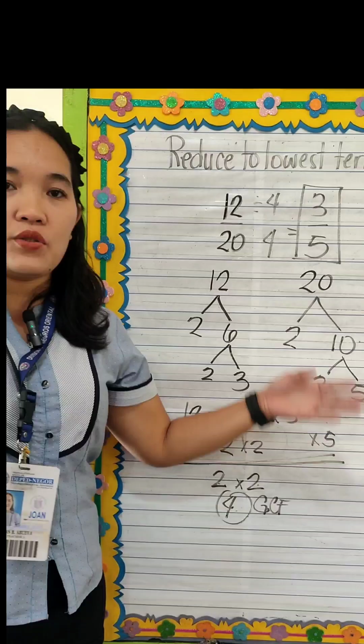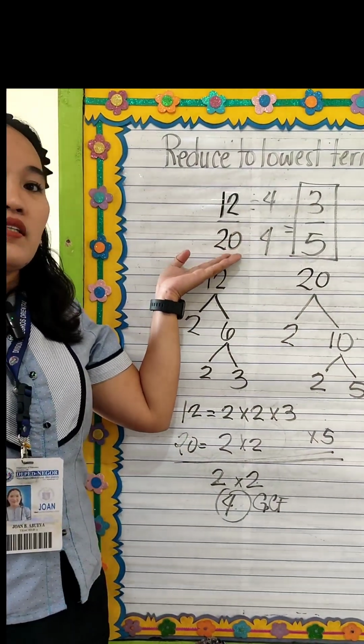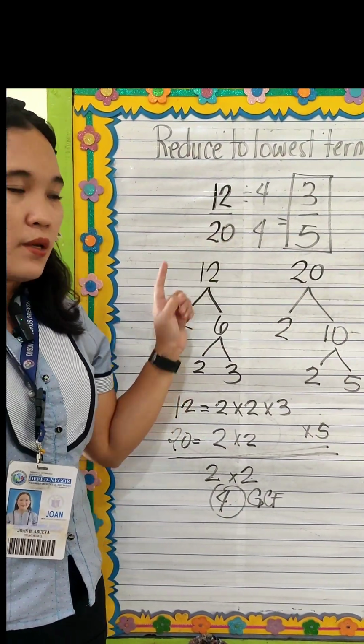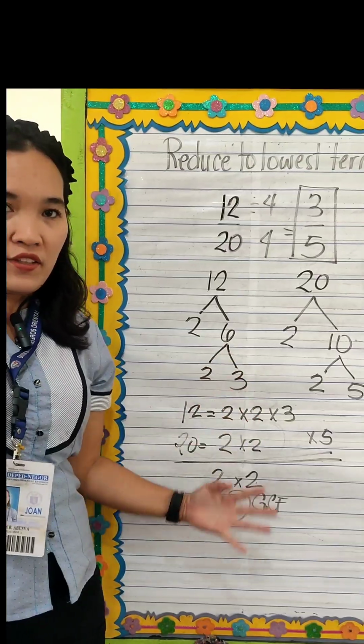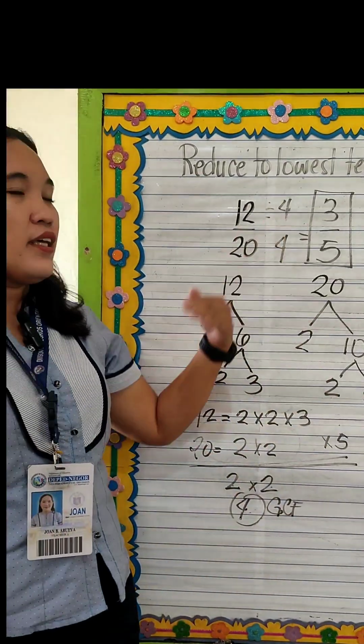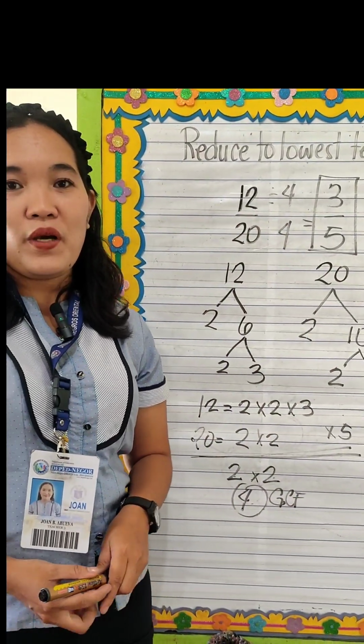But if you find it hard to directly turn this fraction into lowest term, you can use this method for finding its lowest term. I hope you understand.